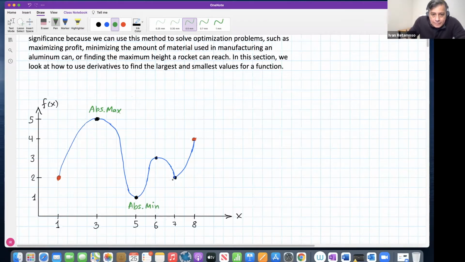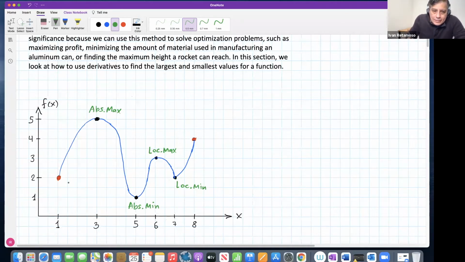And then notice there are some values in between, such as this and this, that are maximum and minimum, but locally, right? In the neighborhood of this input value 6, for example, this is the highest output value. In the neighborhood of this input value 7, this is the lowest output value. So this is what mathematicians call local maximum, because in this neighborhood, this is the maximum, and this one is called local minimum, because in the neighborhood of 7 it is the lowest, right?